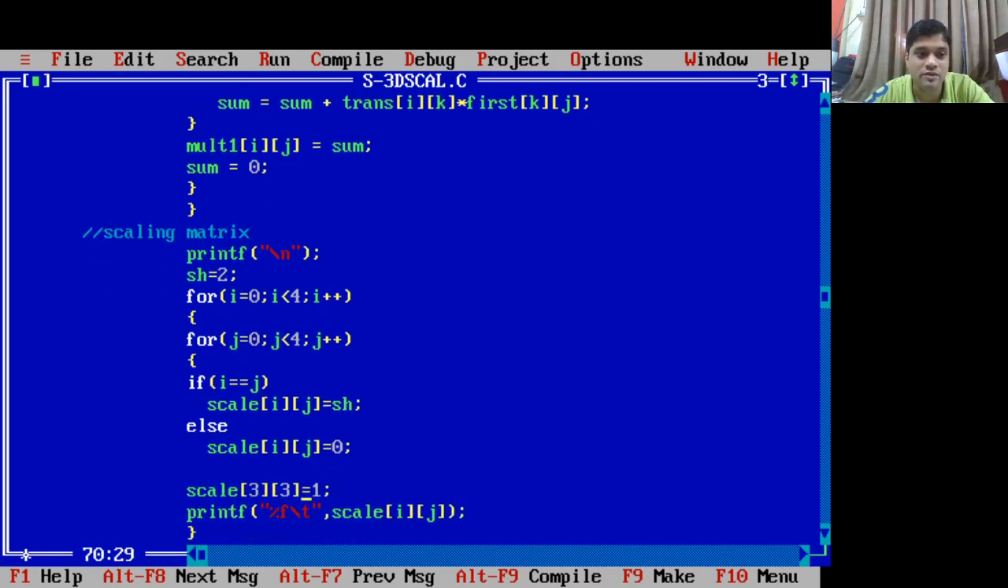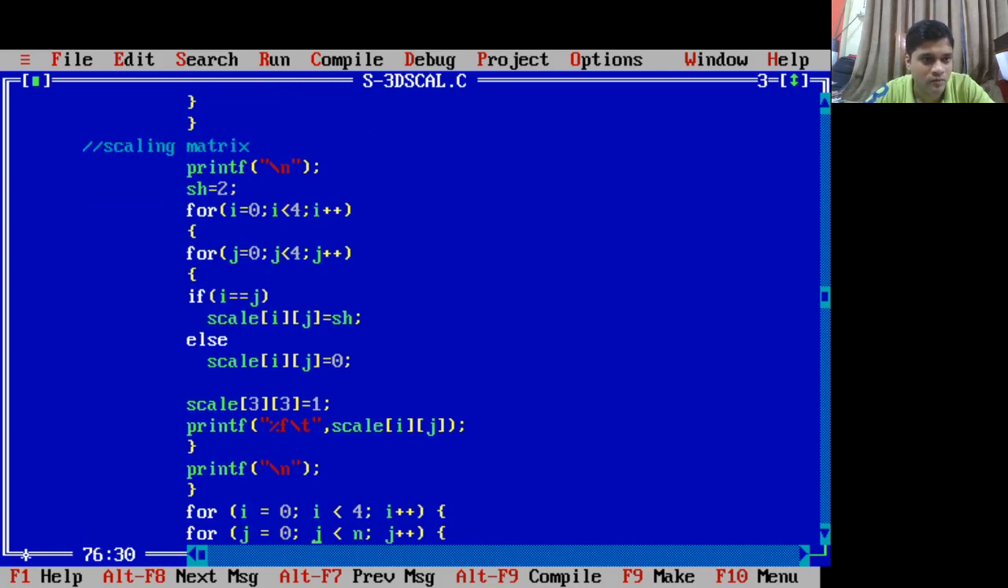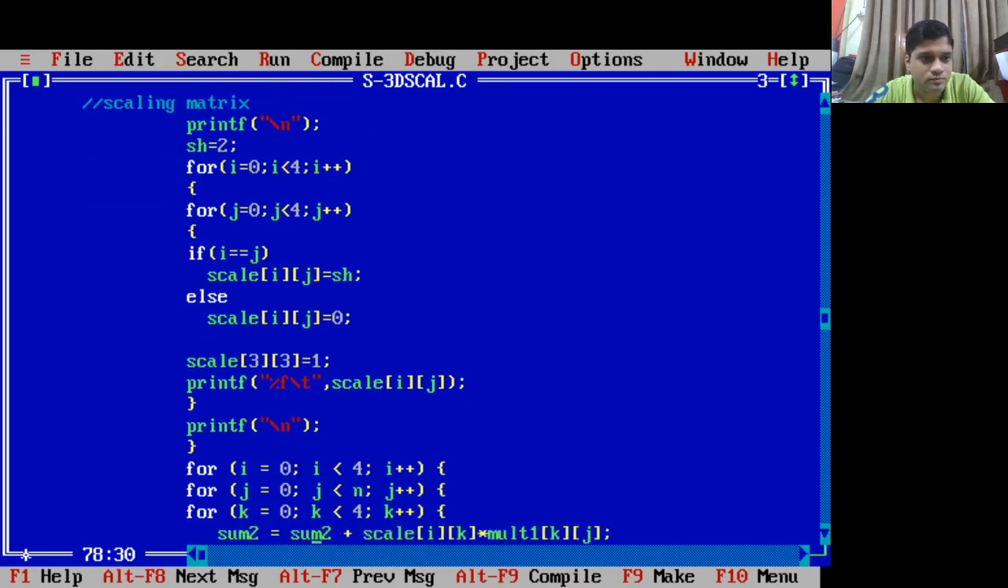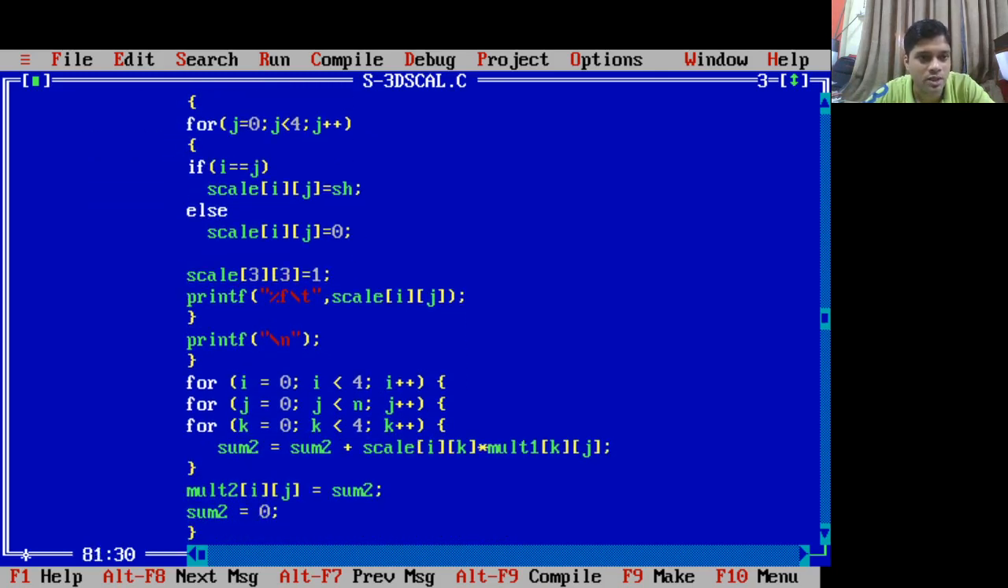Now I have to change the value at the 4, 4 position. In C programming it is 3, 3 position. So scale of 3, 3 I'm changing it to 1, and I'm displaying the matrix. Then I carry out the multiplication again.